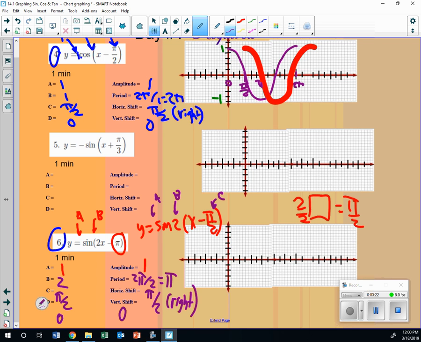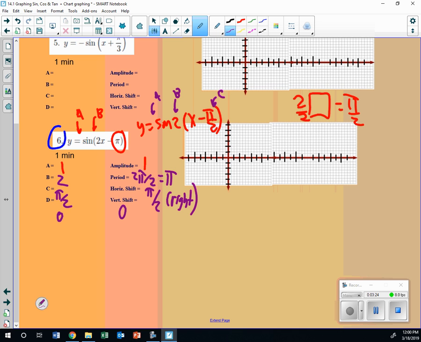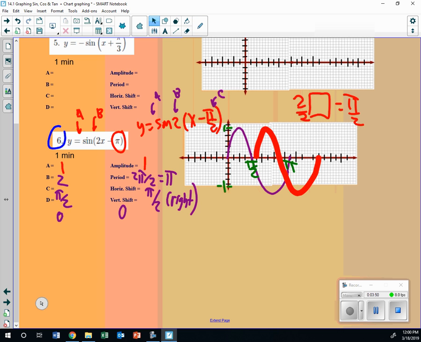Okay, so let's sketch it. We'll sketch the sine curve. Sine of 0 is 0. Go up, down, and back. And we're going to go up to 1, down to negative 1. One cycle is pi, so this will be pi over 2. Now that's interesting, because a shift to the right by pi over 2 is going to look just like if I flipped over the original one.